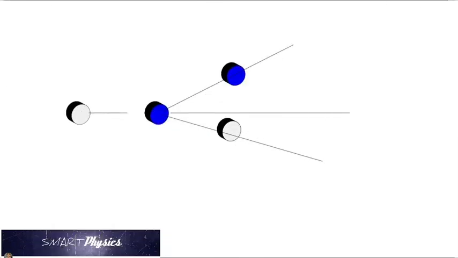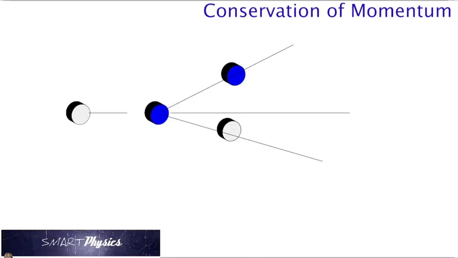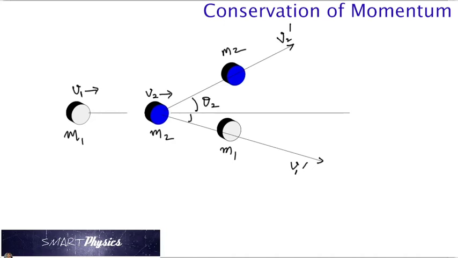So the next topic is conservation of momentum in 2 dimensions. Let's say that you have mass 1 and mass 2. That's mass 2, this is mass 1. Before collision, the velocity of this is v1, and this one has velocity v2. After, their velocities become v2 prime and v1 prime. Also, you need the angle. Let's call this theta 2, and this angle is theta 1.